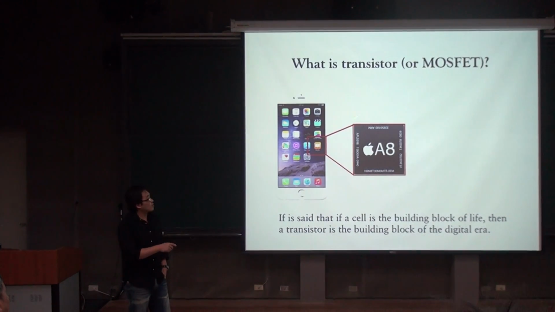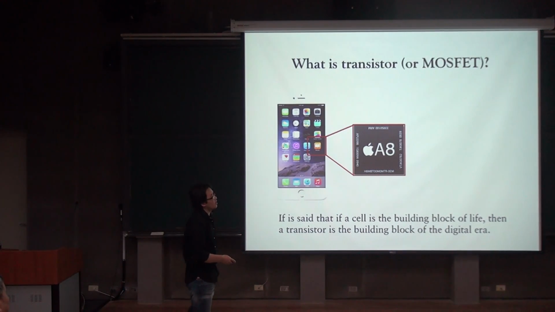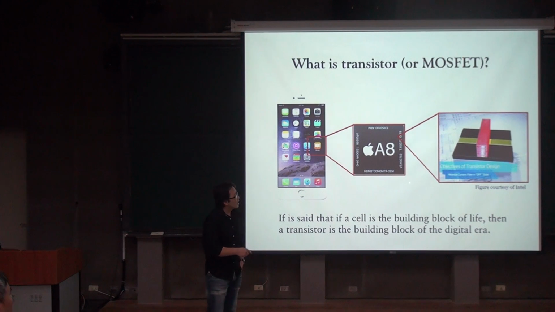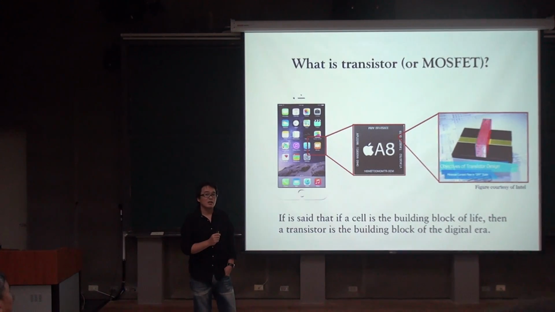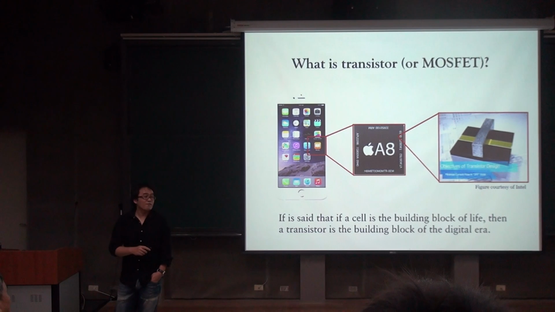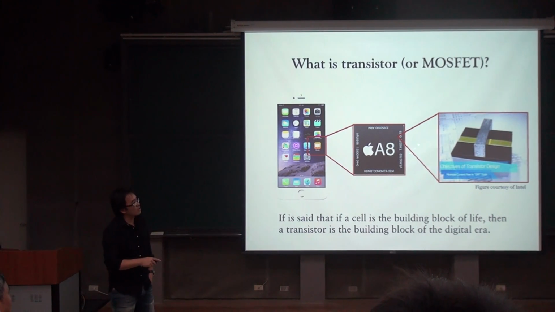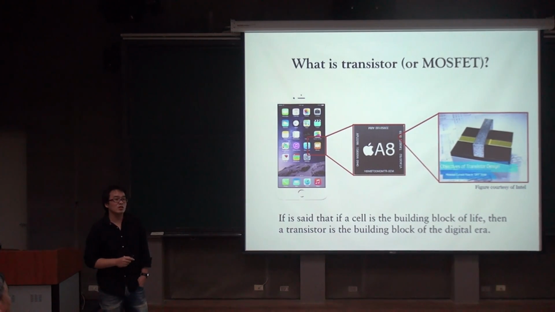You probably know this chip is fabricated by TSMC, which is in Taiwan, and which achieved 20 nanometer fabrication. Is there anyone who knows how many transistors are in this kind of chip? There are about 2 billion transistors in this chip. For each one, there's 20 nanometer, which means the gate length, the length of the channel from left-hand side to right-hand side, is about 20 nanometer.